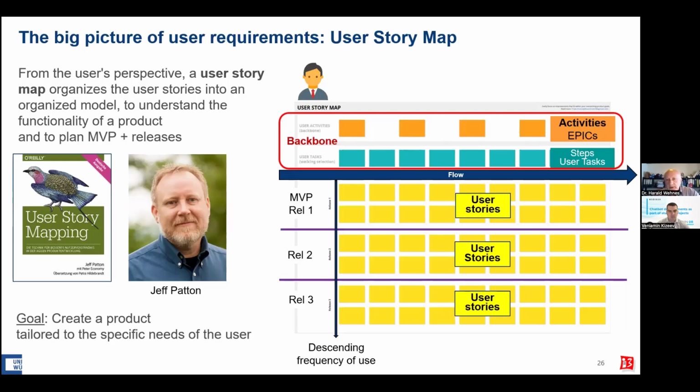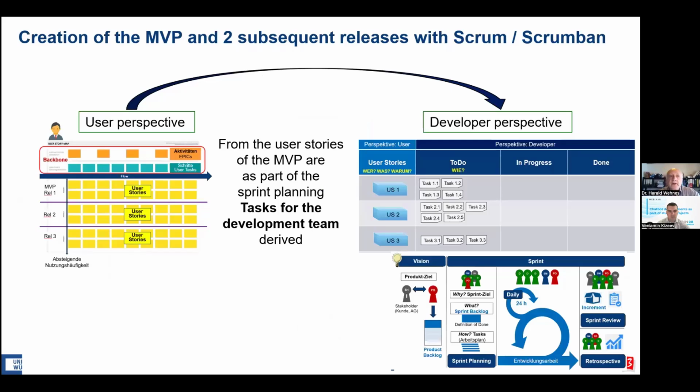Okay, and you also look for the MVPs, what you can do in a special period of time, in a sprint. So that means with this user perspective, with the user map, you translate it to the developer perspective, and we applied Scrum, yeah, and from the user, you develop tasks for the development teams. Very easy Scrum board: to do, in progress, done.